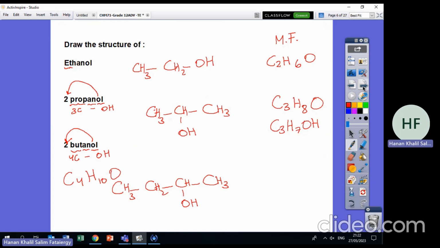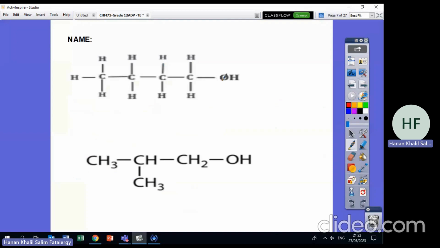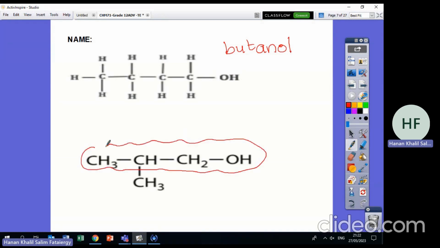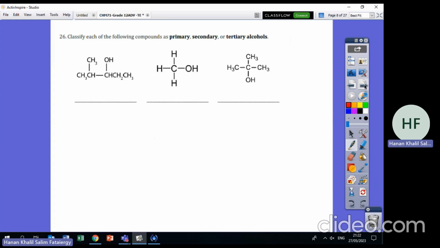Okay, now the opposite. I give you the structure, and you have to name it. 4 carbons. This is but. Single bonds and there is an alcohol, so I will put ol. Now this one, pay attention, it has a branch and it has an alcohol. Okay, the parent chain is prop. Single bonds and alcohol, ol. Okay, I have a branch. Where is my branch? This is carbon number 1. This is 2. So at 2, I have methyl propanol.